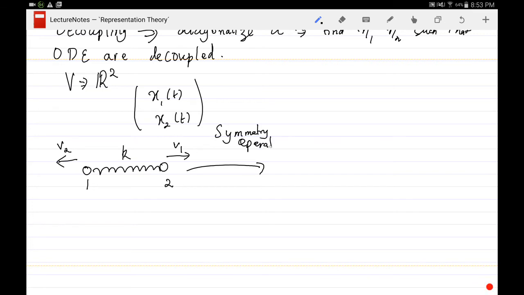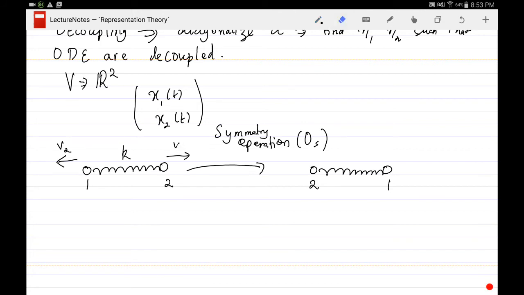After all, our system does have a symmetry. So, for example, let's call it OS. What kind of symmetry does our system have? Well, it turns out that it doesn't matter what we call 1 and what we call 2. We can call this 2, and we can call this 1.